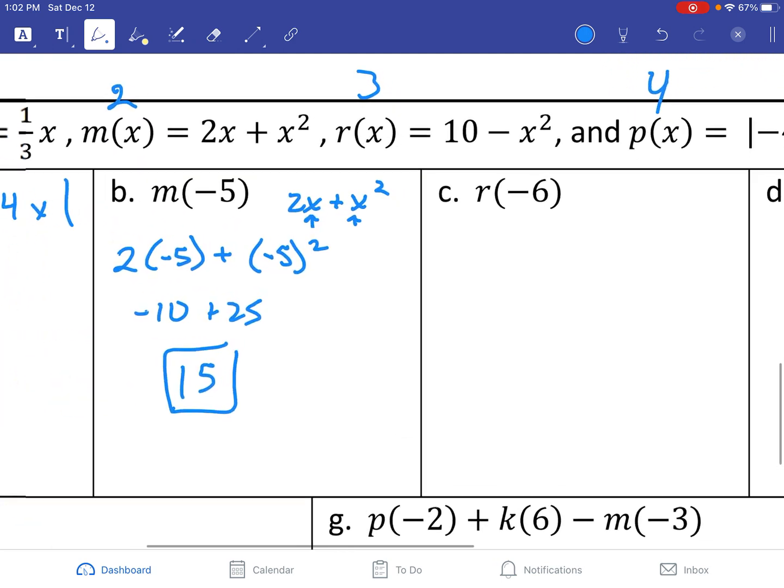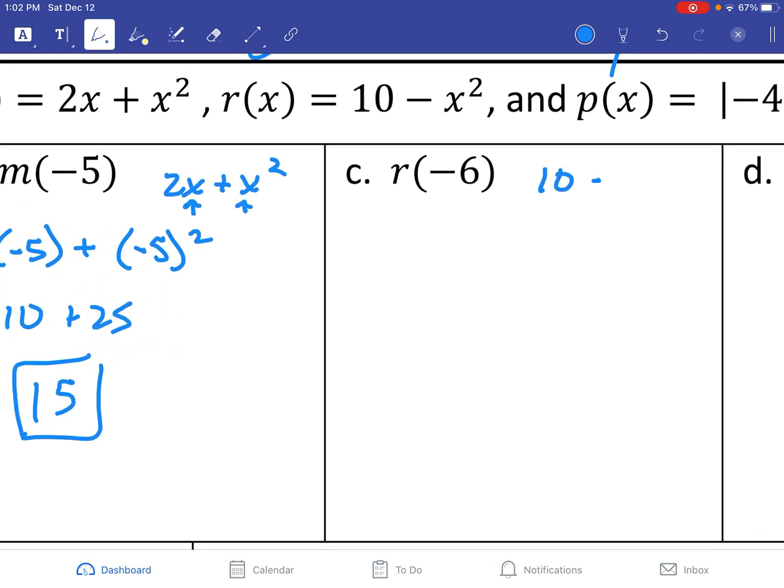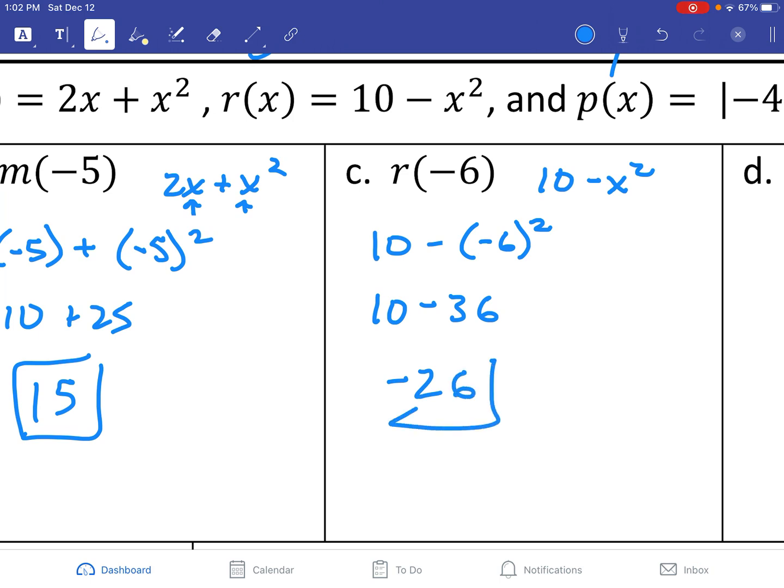Moving on. R. R is 10 minus x squared. We're putting negative 6 in for the x. So we have 10 minus negative 6 quantity squared. So that's going to be 10 minus 36, which is going to be negative 26.